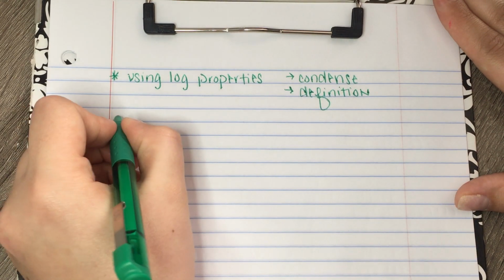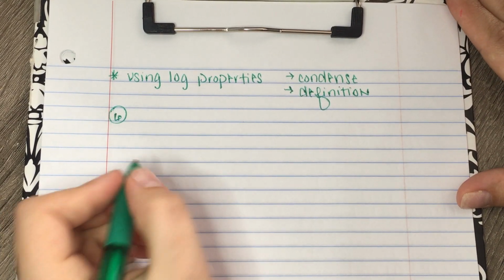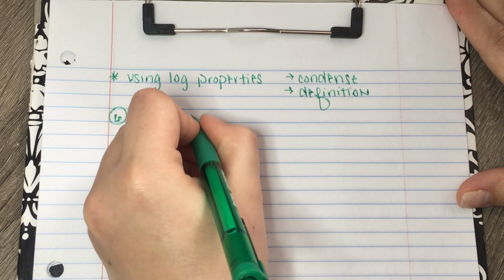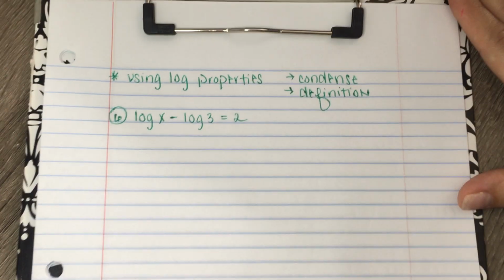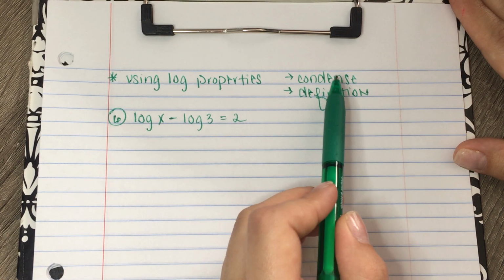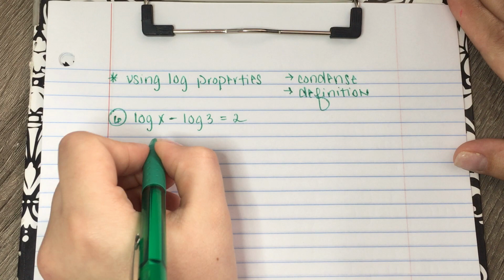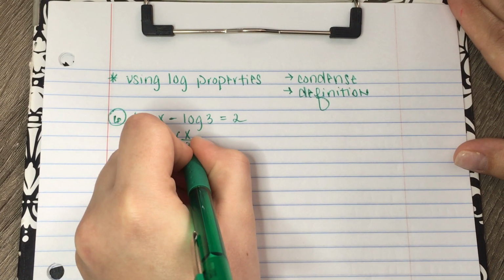We're going to start off with number, I think we did 5. Yes, we did. We did 5 of the other type, and here we are at 6. So we have log of x minus log of 3 is equal to 2. All right, so now we have these two logs. I need to condense first using my properties. I have subtraction with two logs, which means I can go ahead and do division with one log.